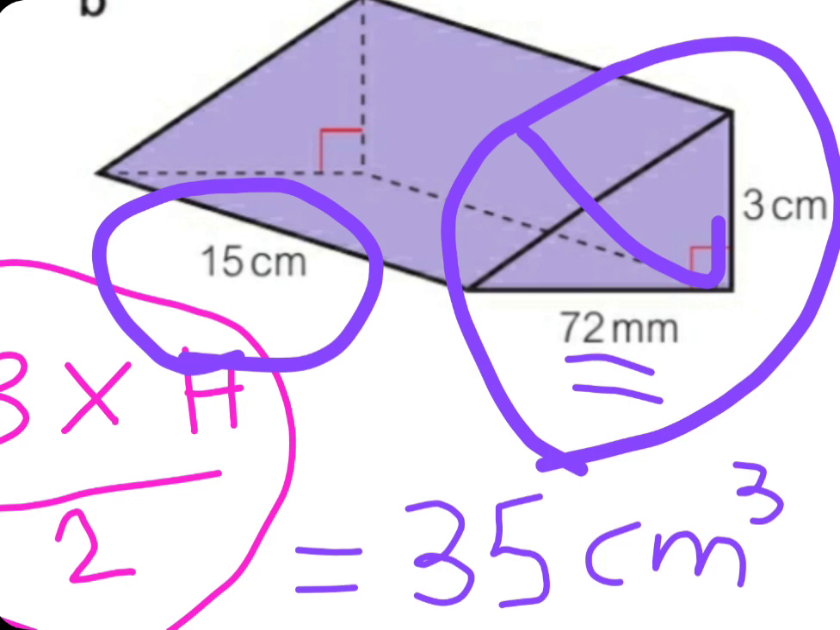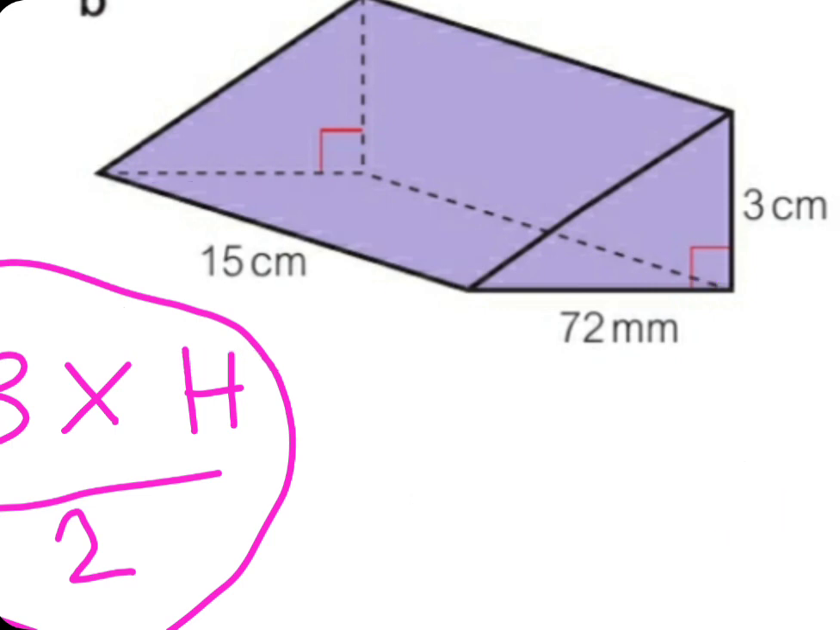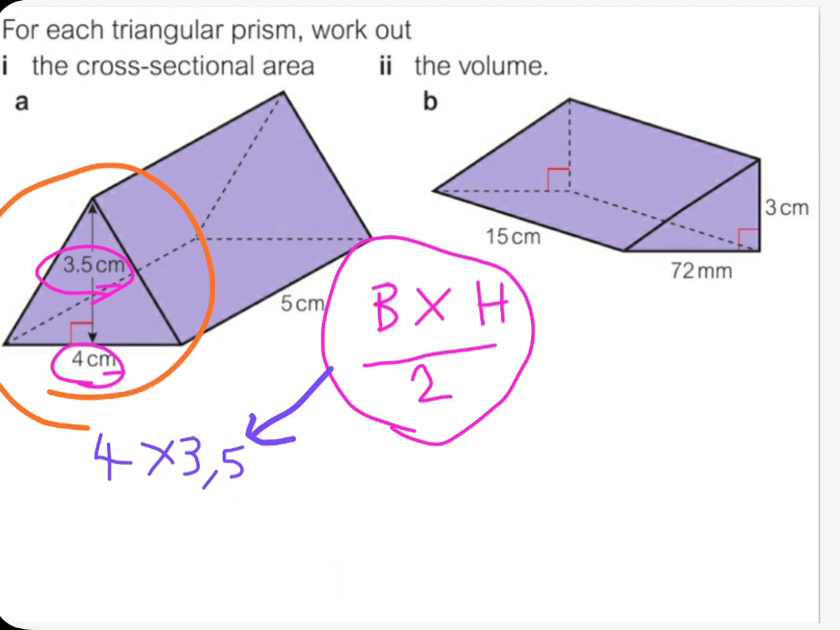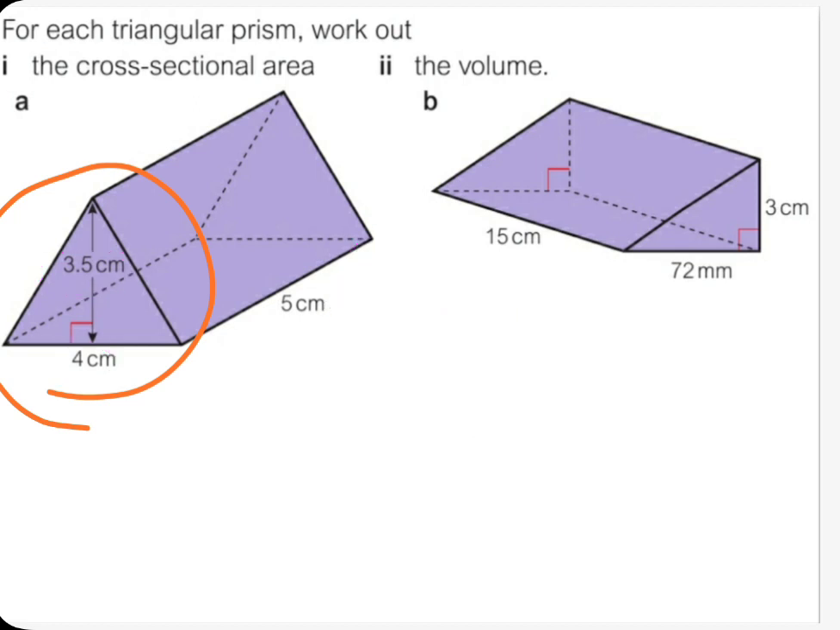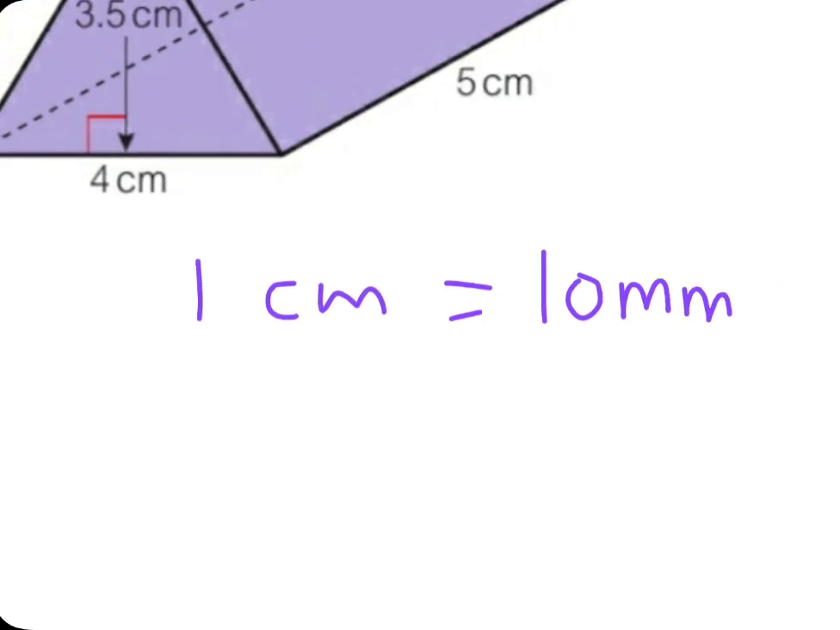How do you do that? Now, let me show you how to do that here, because it's an important question. Now in this question, because we have different units, we have to make them the same. But remember, we're going to use the same formula to find the area of the triangle. Now, let me show you how to turn millimeters into centimeters. Now, 1 centimeter equals 10 millimeters. Each centimeter equals 10 millimeters.